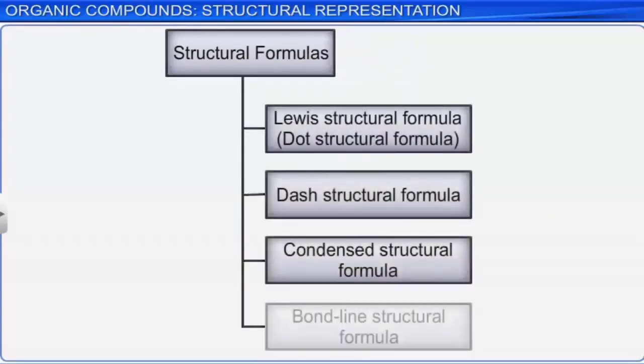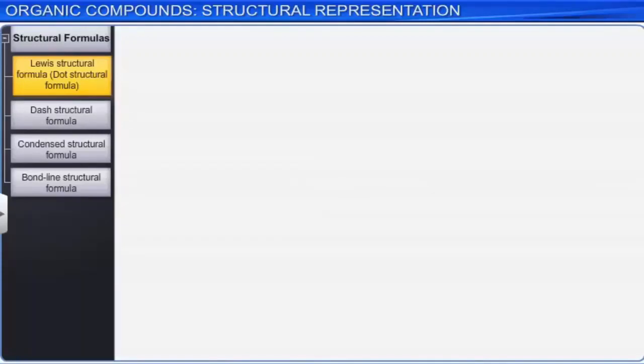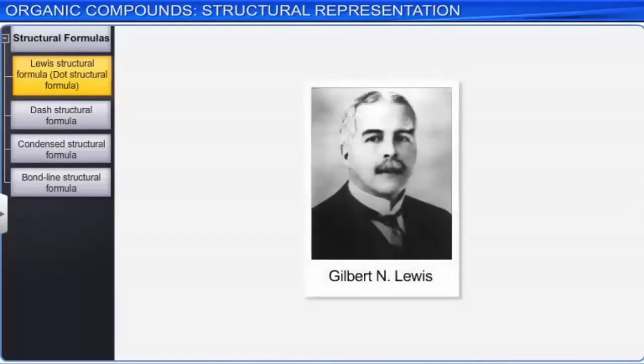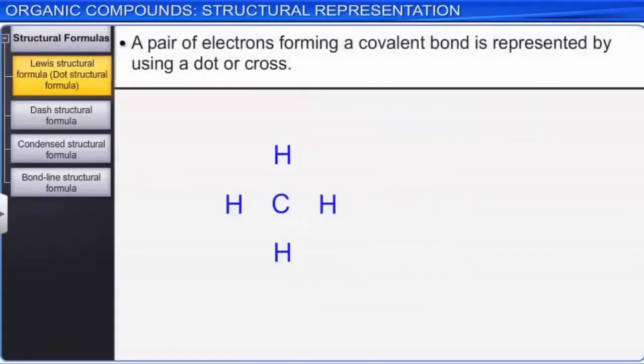They are Lewis structural formula or dot structural formula, dashed structural formula, condensed structural formula, and bond line structural formula. Let's first look at the Lewis structural formula. The Lewis structure is named after the scientist Gilbert N. Lewis. In Lewis dot structure, a pair of electrons forming a covalent bond is represented by using a dot or cross.